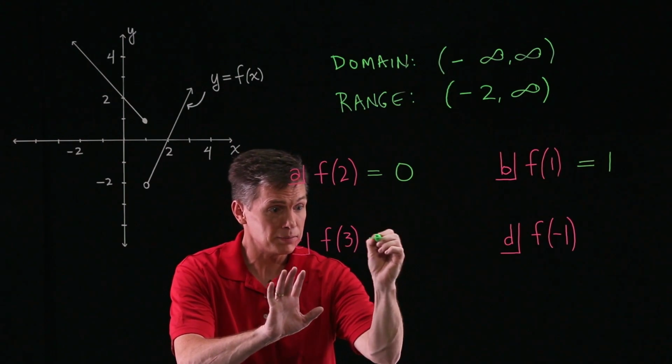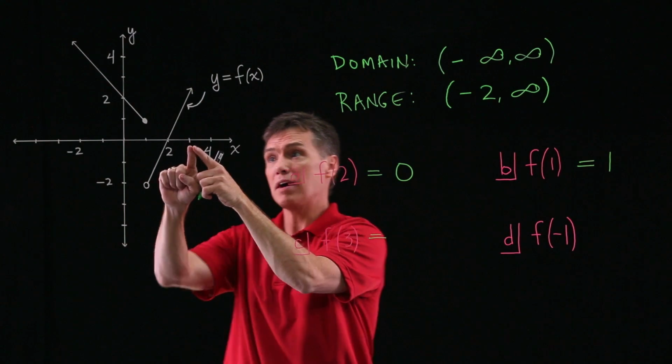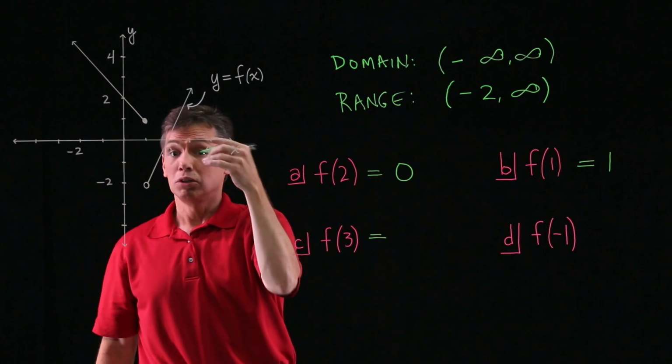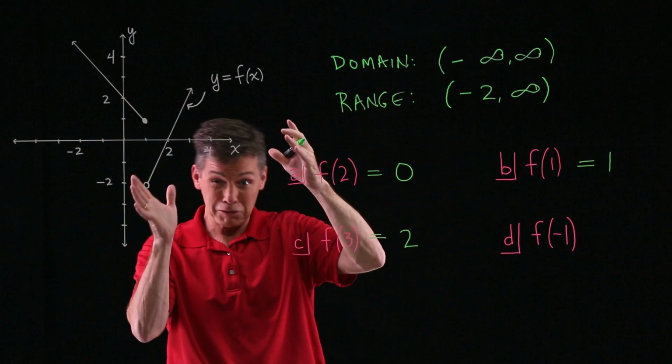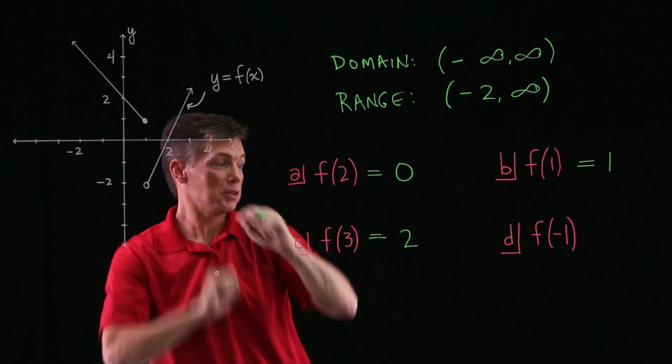Okay, f of 3. X is 3. Where's the y value? That looks to me like it's right about 2. You're eyeballing it. This is not an exact science, but if your graph is drawn pretty accurately, I think mine is, that looks like it's a 2.